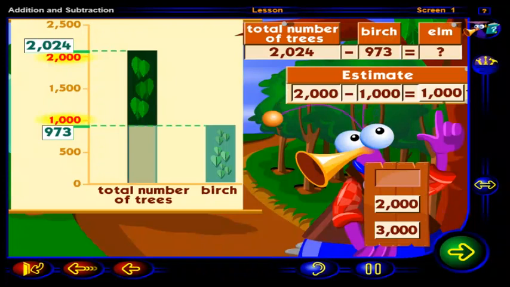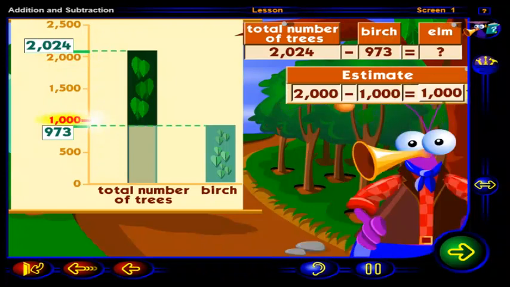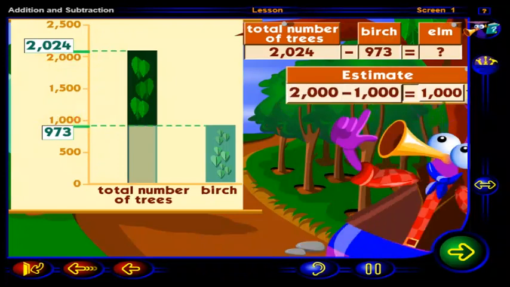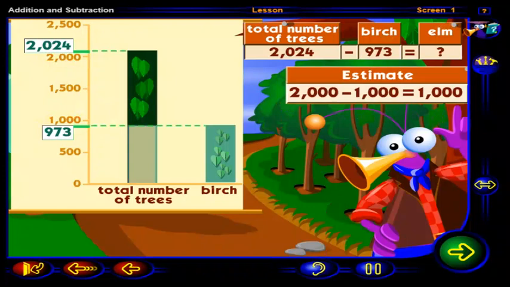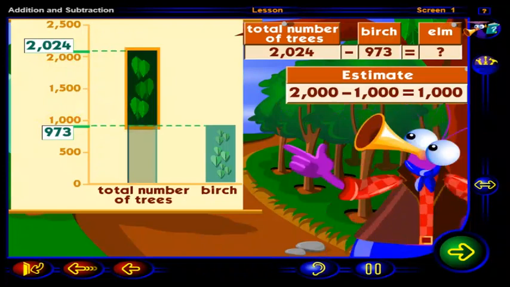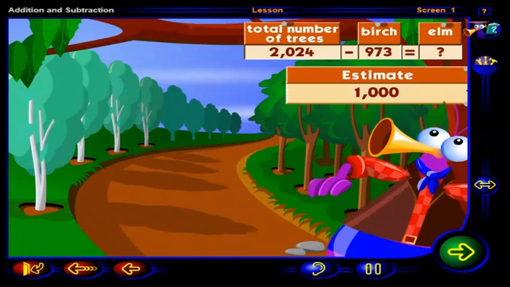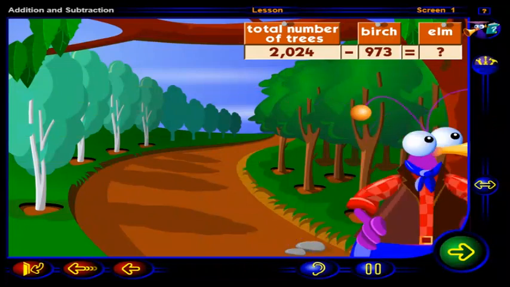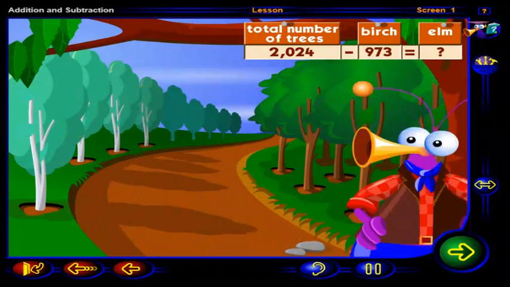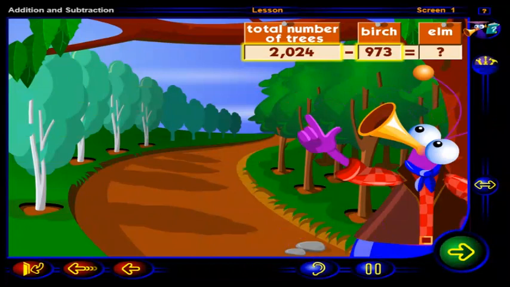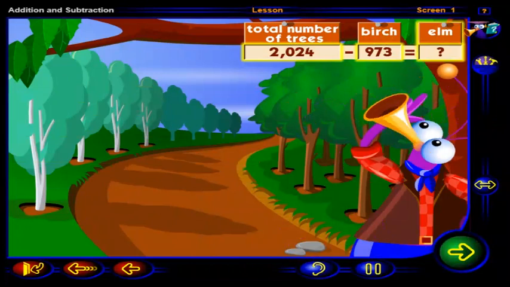That's it. The difference between 2,000 and 1,000 is 1,000. 2,000 minus 1,000 equals 1,000. So the number of elm trees is about 1,000. Right. Now, let's subtract these numbers to find exactly how many elm trees you planted.